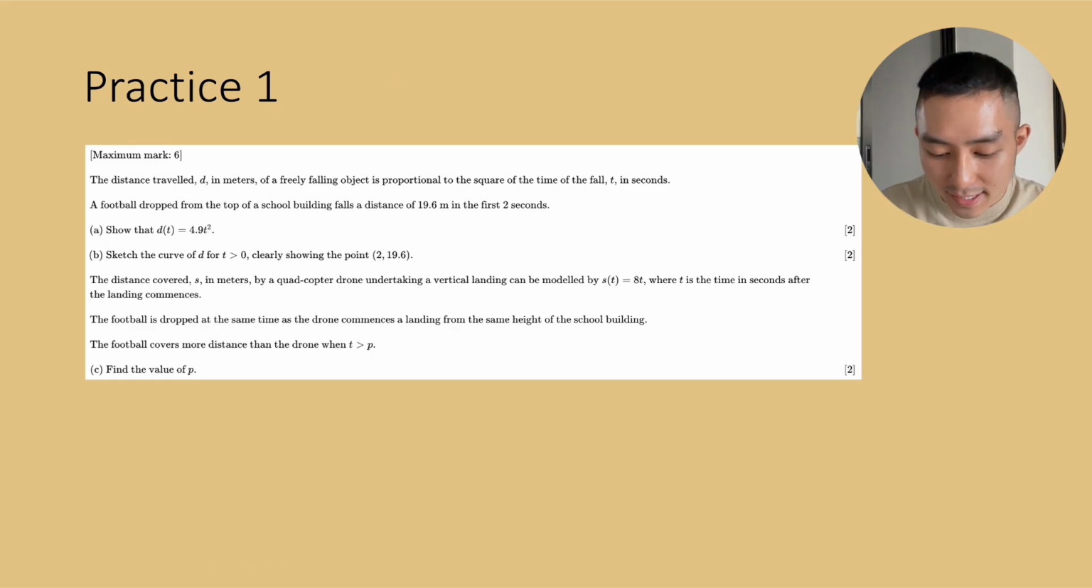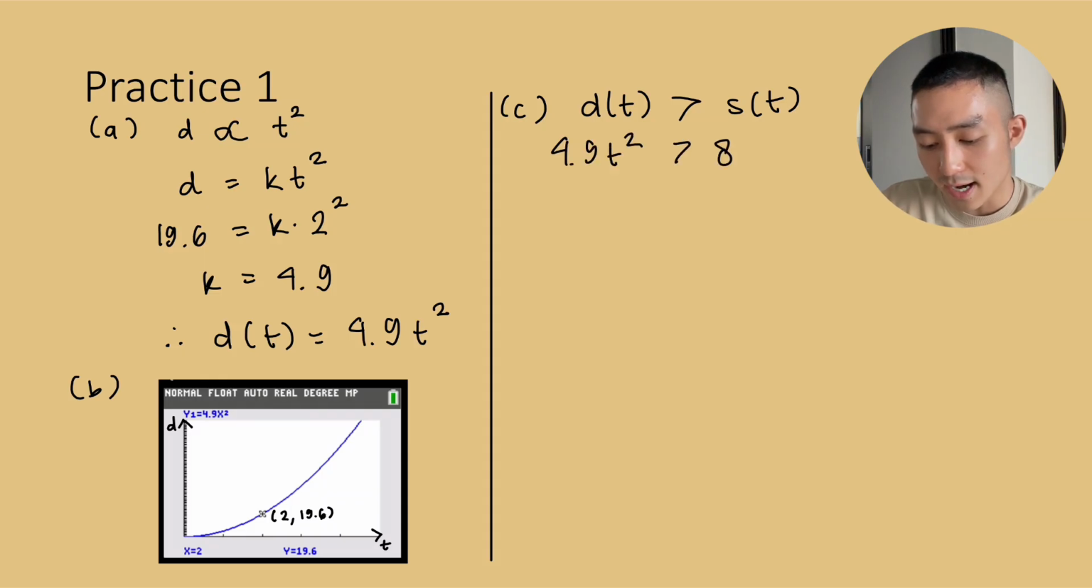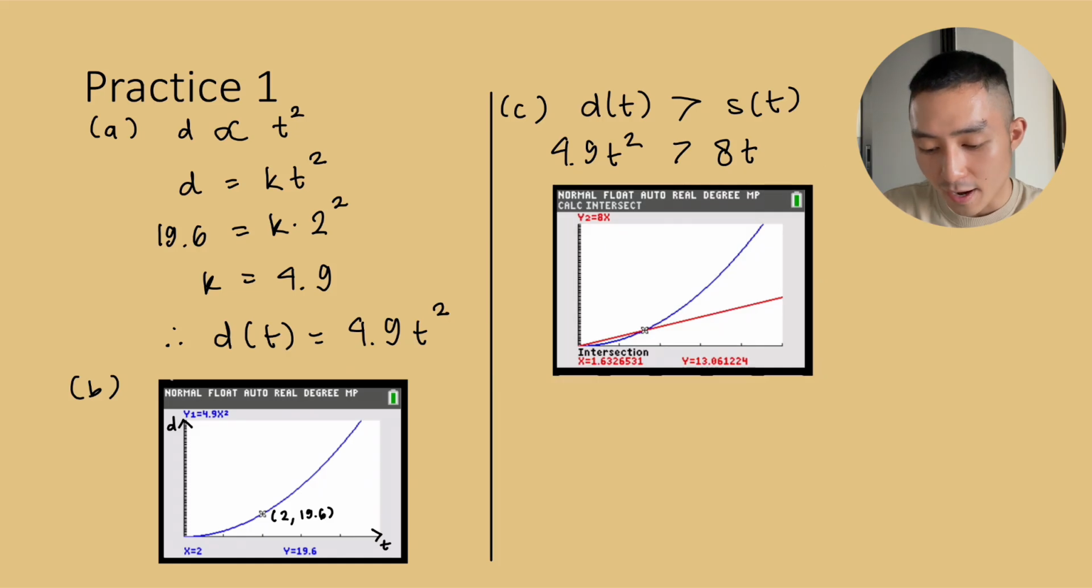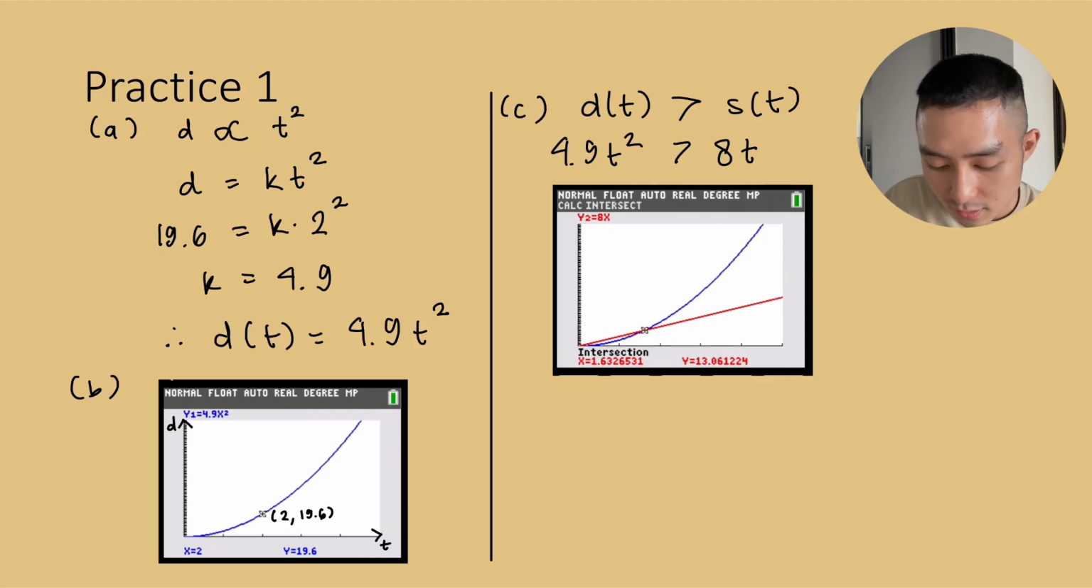So we have the distance by the football, and we also have the distance by the drone. This says that there is a time after which the football will be covering more distance than the drone. We can visualize that on the GDC. We want to know when d(t) is larger than s(t), in which 4.9t squared is larger than 8t. The quickest way is to find the intersection of 4.9t squared and 8t, and we get that they intersect here. We know that d(t) will be larger than s(t) when t is larger than this.